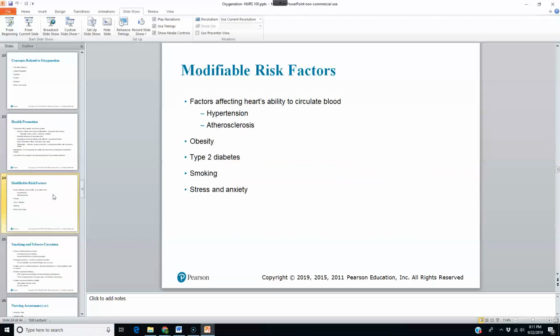Some of the modifiable risk factors, we've talked about this, but this is again things to look at in regards to why people get sick in their respiratory system. Factors affecting the heart's ability to circulate blood: hypertension, atherosclerosis, obesity, type 2 diabetes, smoking, and of course stress and anxiety.